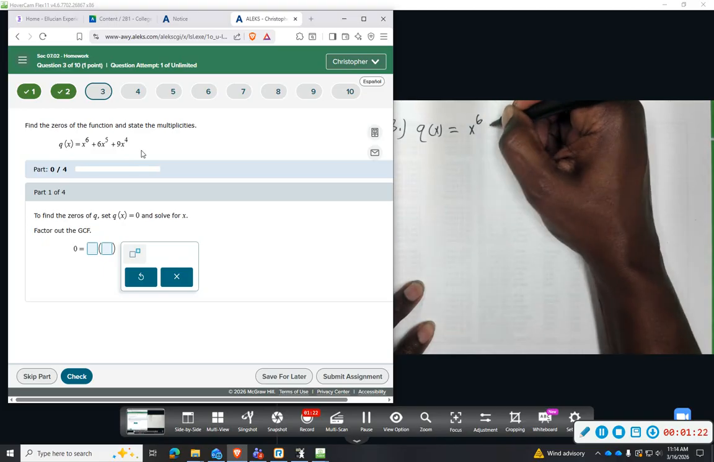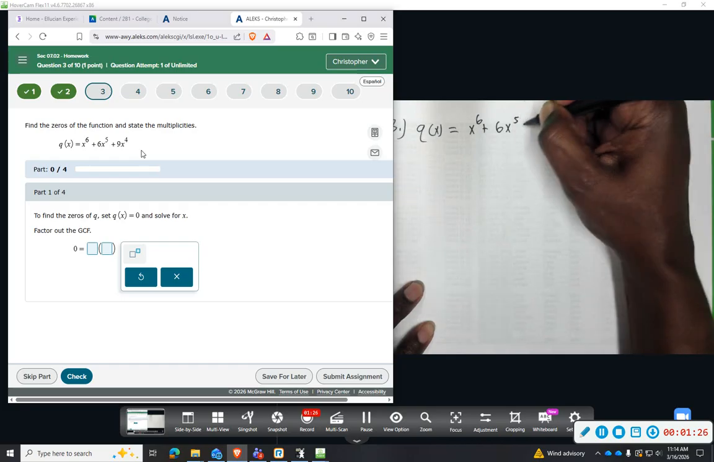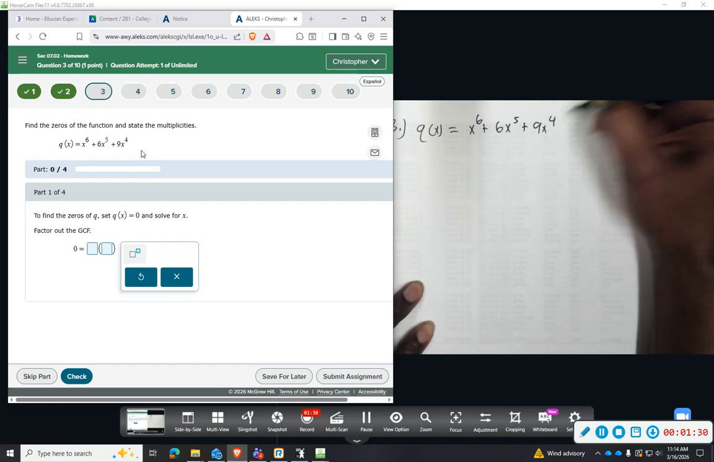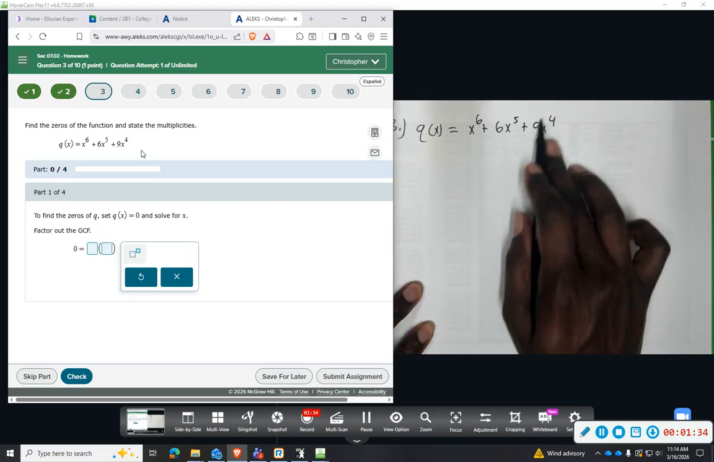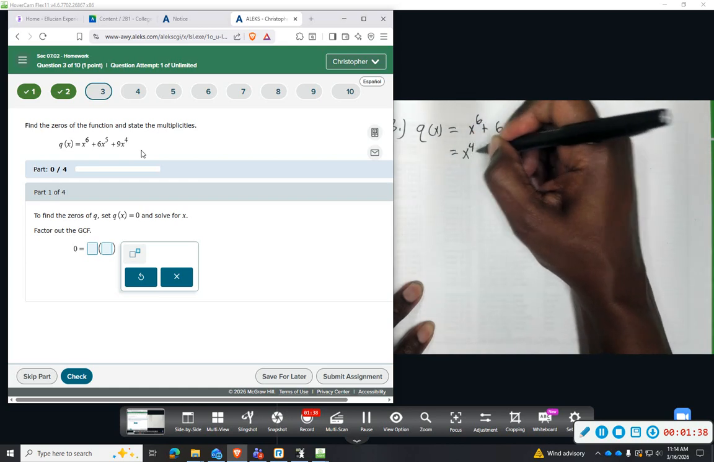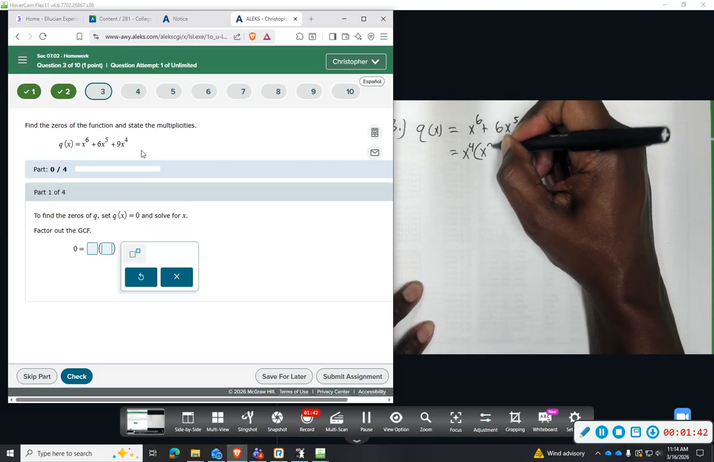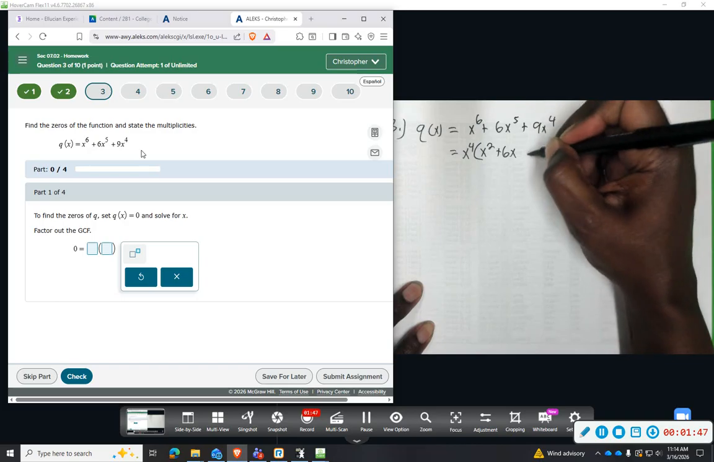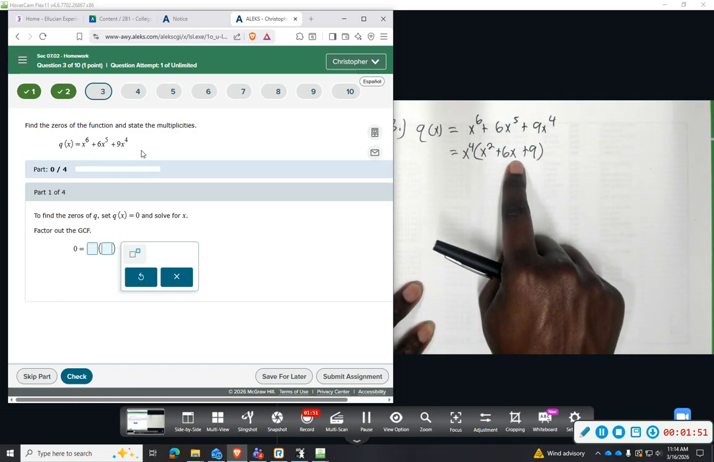x to the 6 plus 6x to the 5th plus 9x to the 4th. Now, these 3 terms have in common, at the biggest, x to the 4th. So we'll factor out an x to the 4th, and that will leave me with x squared plus 6x plus 9. Now in parentheses we have a quadratic, so I'll try to factor that.